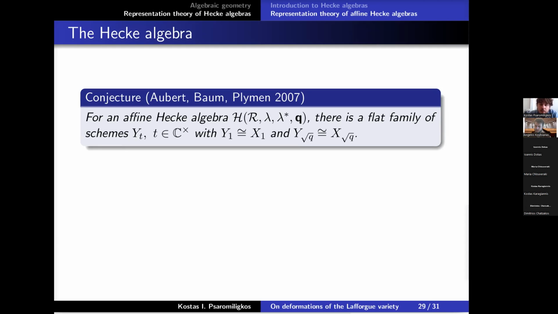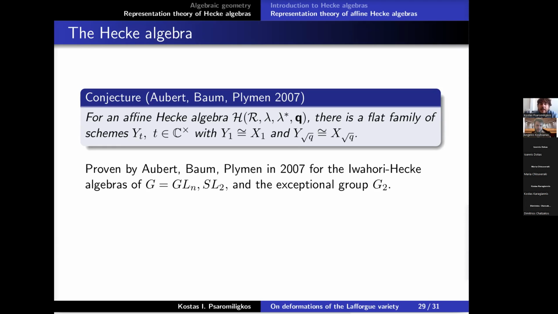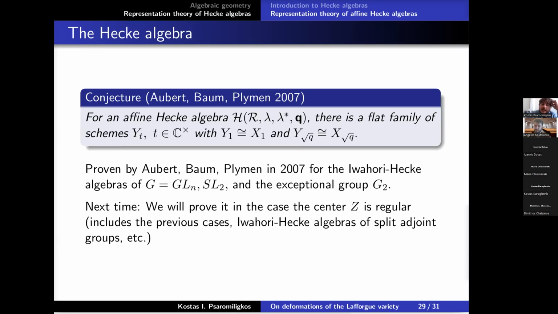So this conjecture was proven by Aubert, Baum and Plymen in 2007 for the Lafforgue-Hecke algebras of GL_N, of SL2, and for the exceptional group G2. What we will do next time is prove it in the case where the center is regular. This includes the previously known cases, and it also includes Hecke algebras that come from reductive groups that are adjoint, whatever that means. They're dually simply connected.